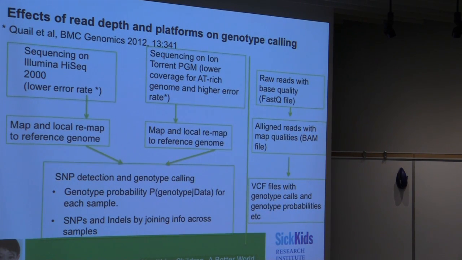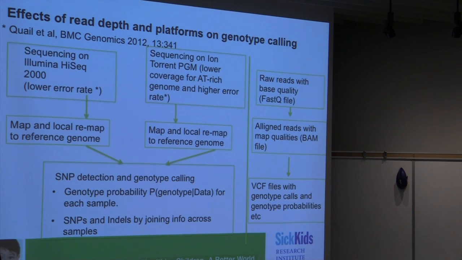This is a slightly older paper from 2012, where Quayle looks at, for example, sequencing on the Illumina HiSeq versus on the Ion Torrent. To make this more concrete, the sequencing platforms could have different error rates. From the sequencing data, you get the raw reads and a base quality. Then you map and align these reads to a reference genome, and you get the aligned reads with a map quality score. Then you use something like SAMtools or GATK, and you get the variant calls. You can also get genotype probabilities at this point, and the SNP and indel calls.